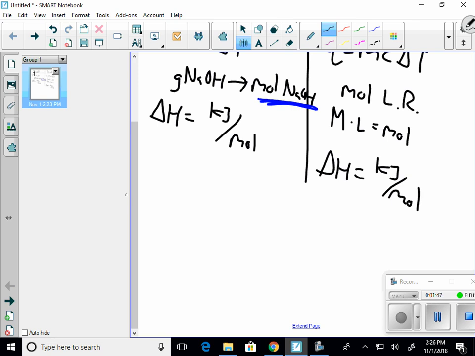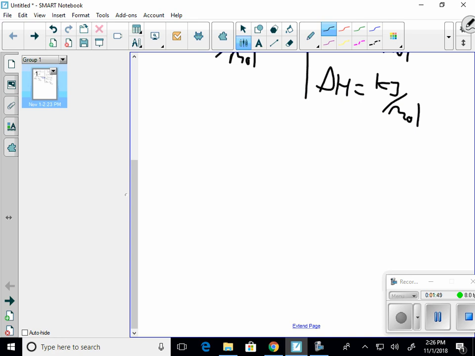Last part to bring up is, for both of these reactions or processes, you need to solve for the known value.